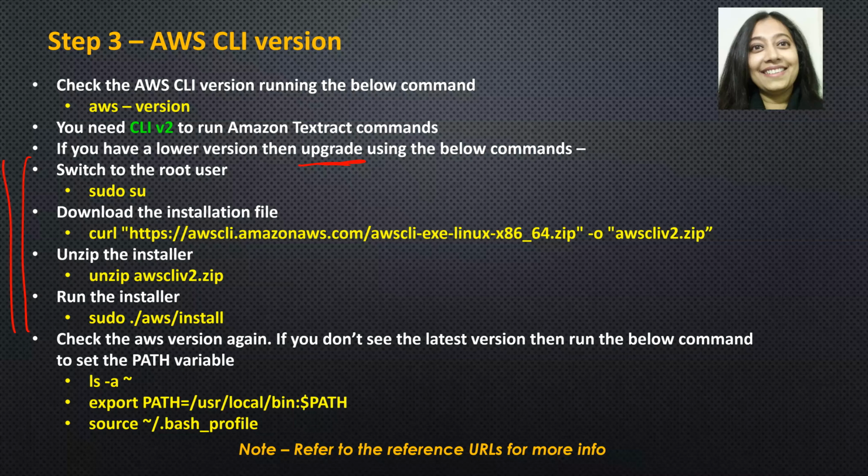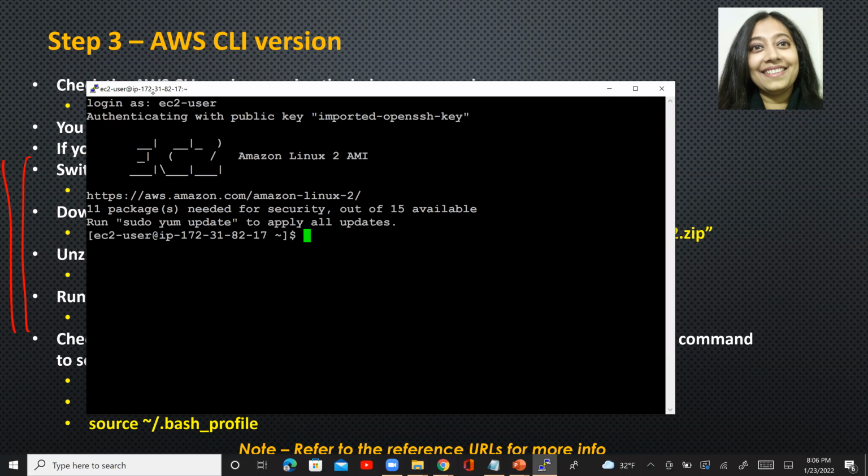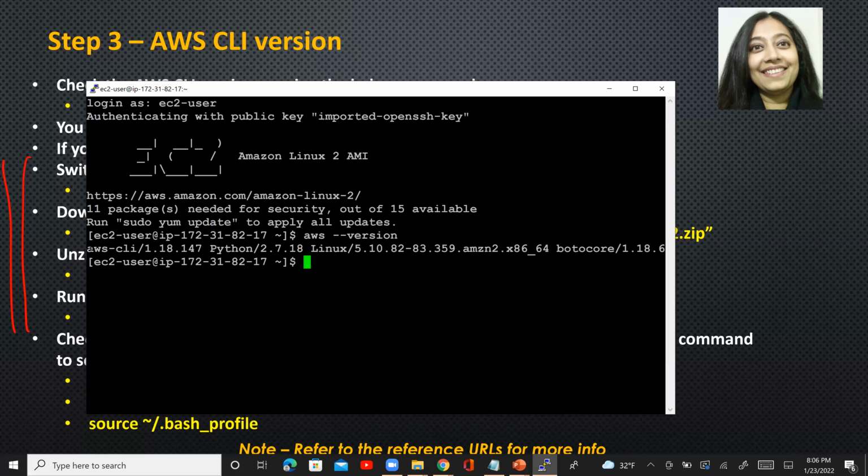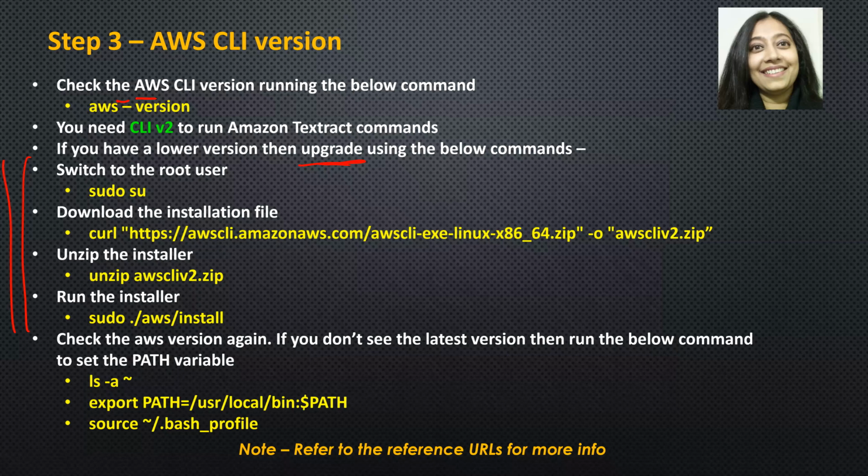So the first command that we are going to run is this command, AWS hyphen hyphen version. Sometimes PowerPoint just acts funny, but it's actually AWS hyphen hyphen version. So let's execute that command. So I'm going to say AWS hyphen hyphen version, and let's see what the current version is. So the current version of AWS CLI is 1.18. As I said earlier, we need version 2 and above to run Amazon Textract commands.